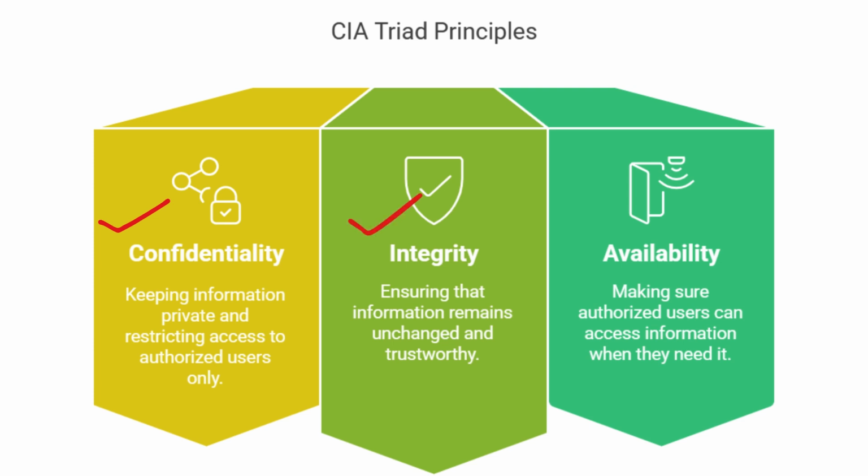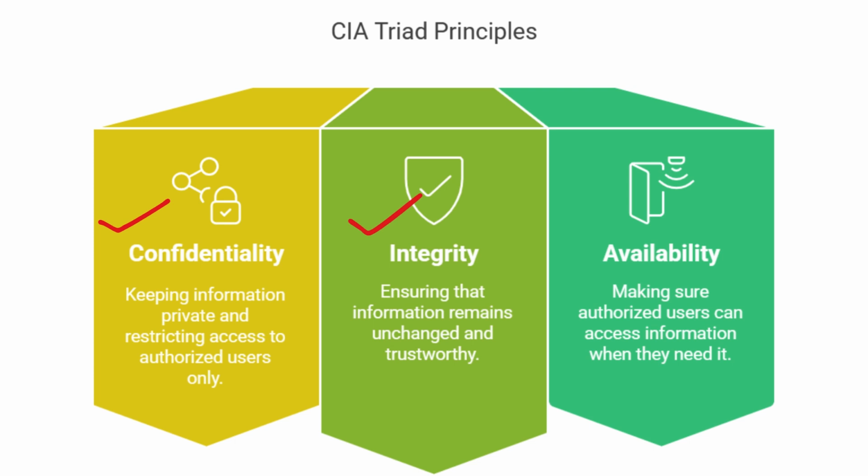Next is integrity. Imagine you order a pizza online, but by the time it reaches the restaurant, someone changes your order from a cheese pizza to a pineapple pizza. That's a data integrity failure. In the digital world, hackers can modify data if strong integrity controls are not in place. To ensure data integrity, organizations use digital signatures to verify authenticity, audit logs to track changes, and hashing to prevent unauthorized modifications.